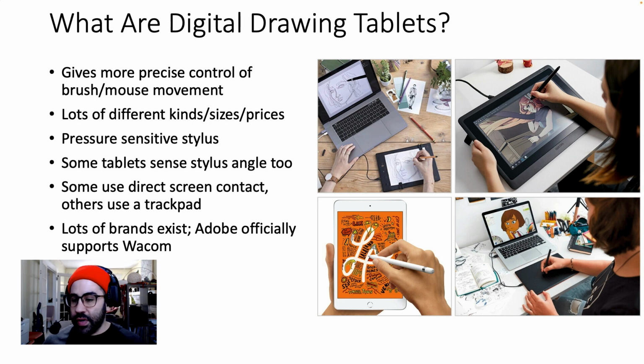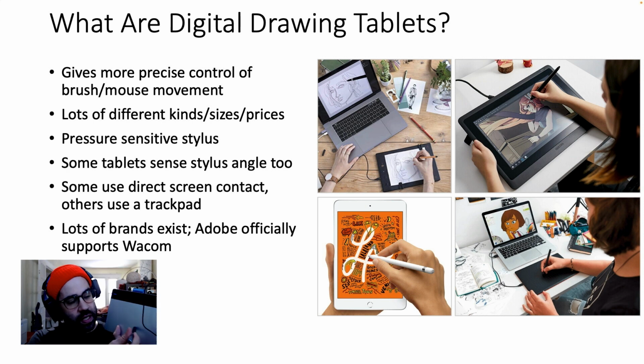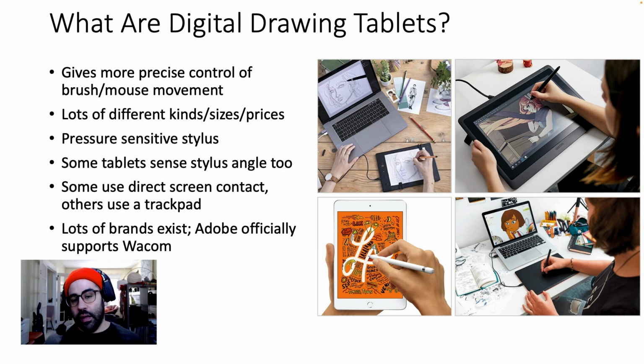Some tablets use a direct screen contact, like the top right tablet you see here, as well as the bottom left. Others use more of a trackpad style, kind of like the one we'll be using today. We'll just be drawing on this surface with the stylus. Others, like the iSkin, for example, will attach special equipment to traditional drawing tools like pens or pencils, kind of allowing you to get the best of both worlds. So, wide range of styles and brands of drawing tablets out there. Wacom is the only brand that Adobe officially supports, so that's what we'll be using in this video.